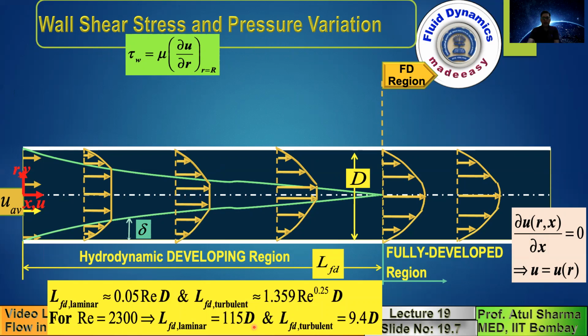Whereas, because 2300 can also be considered a lower limit for the onset of turbulent flow, if you substitute it into the expression for turbulent flow, the development length comes out to be 9.4 D. So you can see that there is a substantial reduction in the development length when the flow transitions from laminar to turbulent. The velocity fluctuations in turbulent flow lead to a large reduction in the development length.